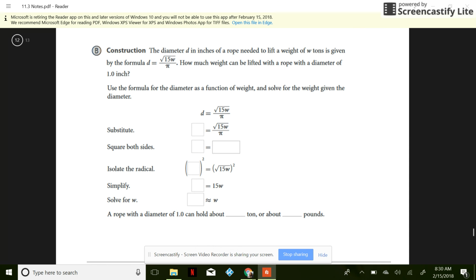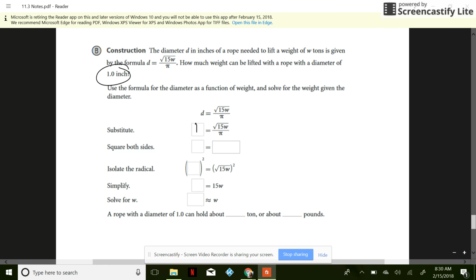So here we've got the diameter d in inches of a rope needed to lift a weight of w tons is given by the formula d is equal to the square root of 15w divided by pi. How much weight can be lifted with a rope with a diameter of 1 inch? So we're plugging in our diameter of 1 inch into our function here.